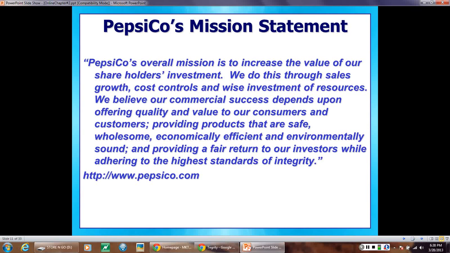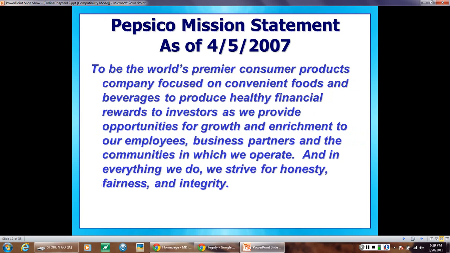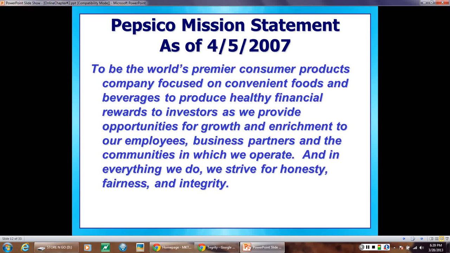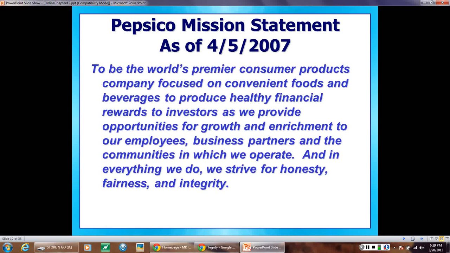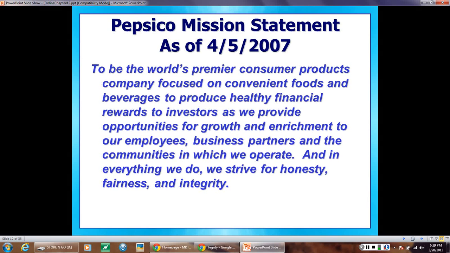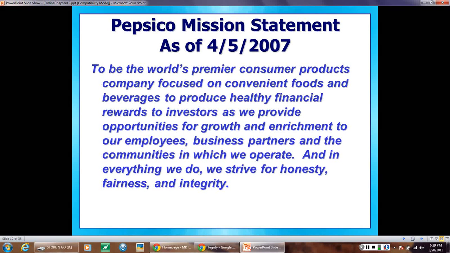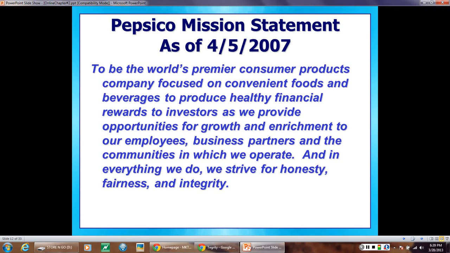PepsiCo rewrote their mission statement. And this is their mission statement, and I looked recently, and this is still the one they have, from 2007. Let's read this and see if it's any better. To be the world's premier consumer products company focused on convenient foods and beverages to produce healthy financial rewards to investors, sure is long, as we provide opportunities for growth and enrichment to our employees, business partners, and the communities in which we live. And in everything we do, we strive for honesty, fairness, and integrity.